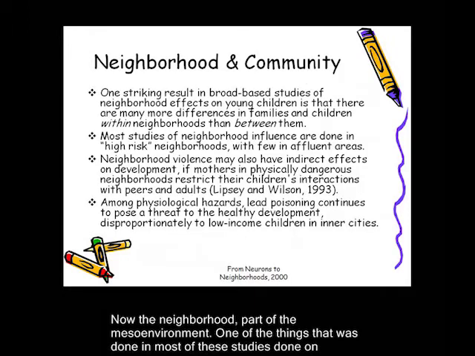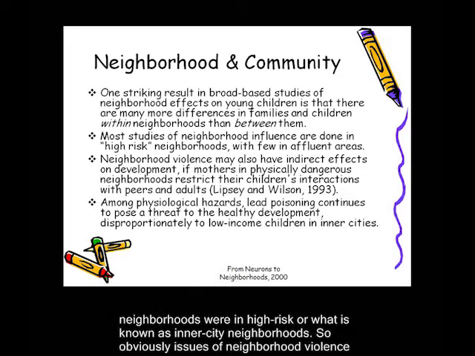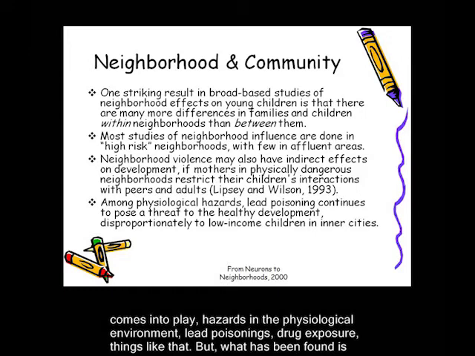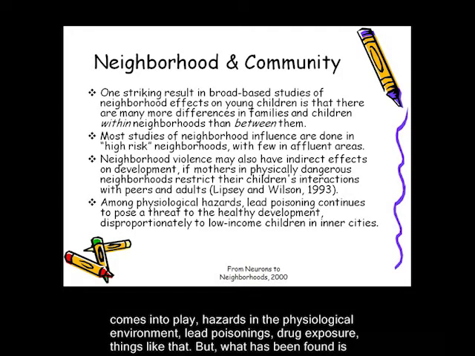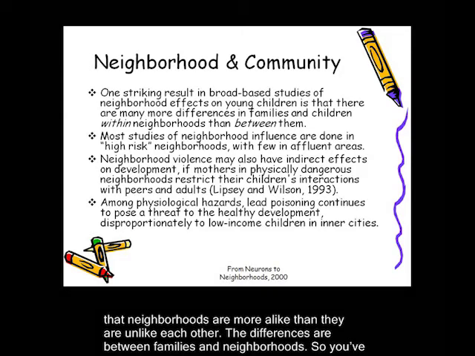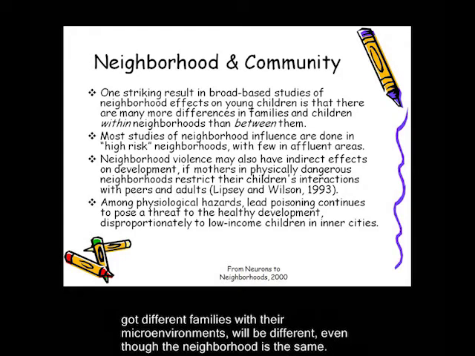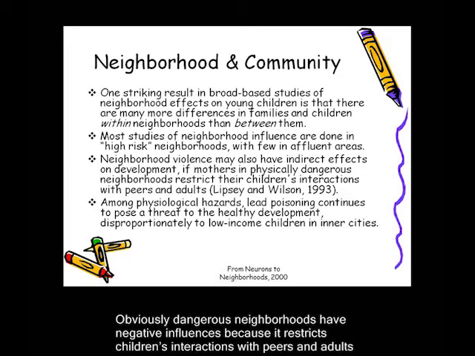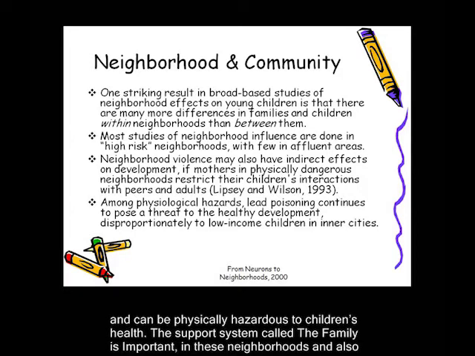Now, the neighborhood, part of the meso environment. Most of the studies on neighborhoods are done in what are called high-risk inner city neighborhoods. And so obviously issues about neighborhood violence come into play, hazards in the physiologic environment, lead poisoning, drug exposure, things like that. But what has been found is that neighborhoods are more like than they are unlike each other. The differences are between families in neighborhoods. And so you've got different families whose microenvironments will be different, even though the neighborhood is the same. Now, obviously, dangerous neighborhoods have negative influences because they restrict children's interaction with peers and adults and can be physically hazardous to children's health.